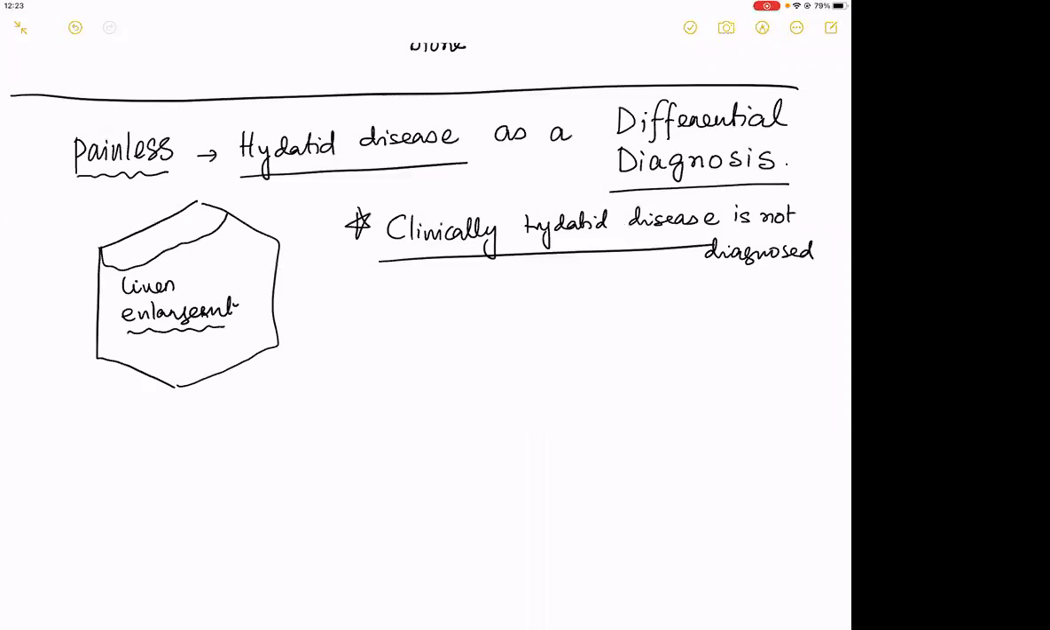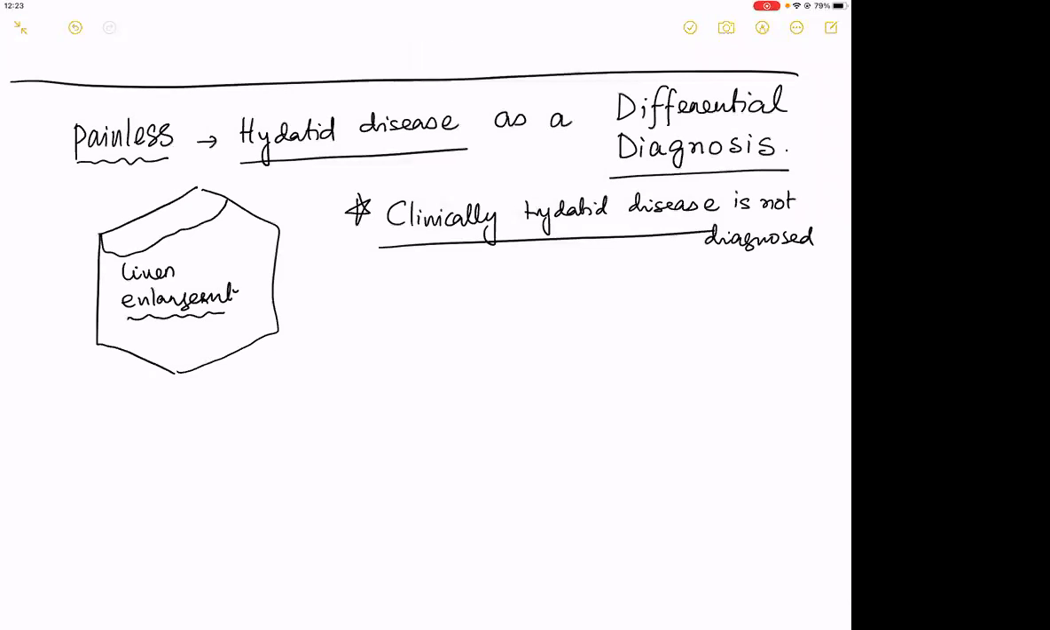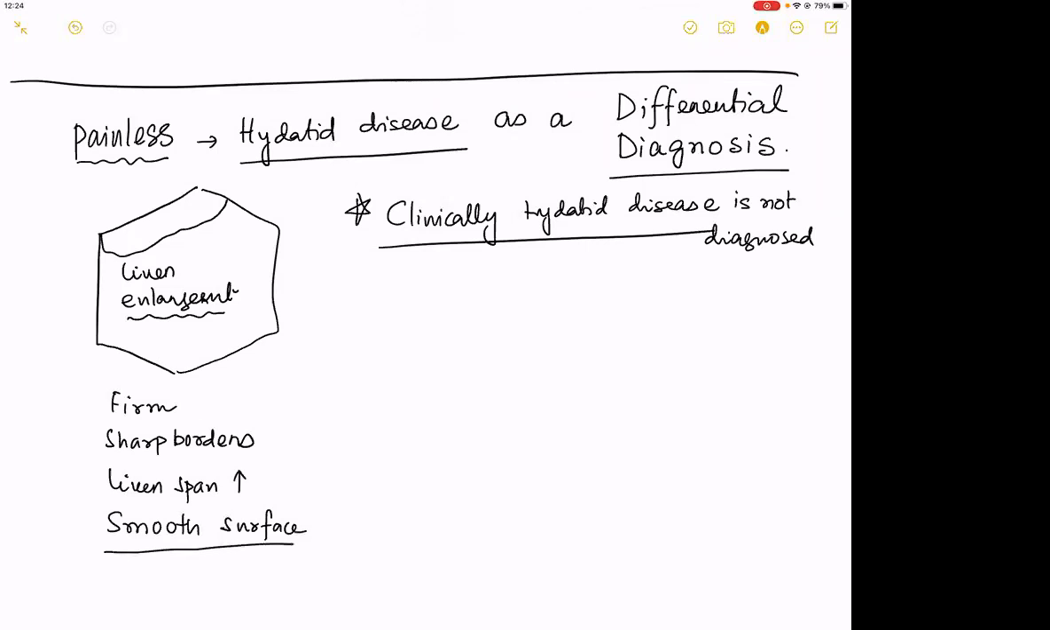Please do not say the ultrasound finding. Examiners are extremely angry. You may not pass again, as I have said. I have seen examiners getting so angry that they just give a 0 out of 40. So please do not say like that. Say that, sir, painless hepatomegaly, differential diagnosis may be hydatid. What are the liver characteristics? Firm, sharp borders, liver span increased, smooth surface, and please stop yourself at that point.